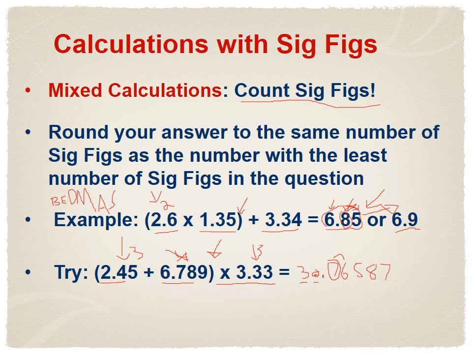So look next door, and that's going to go up. So we're going to have 30.8 as our rounded answer. And that's how you know what to round to when you're doing calculations.